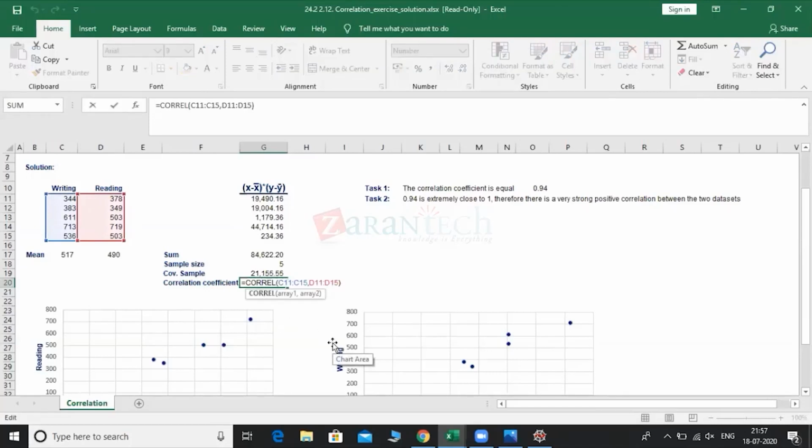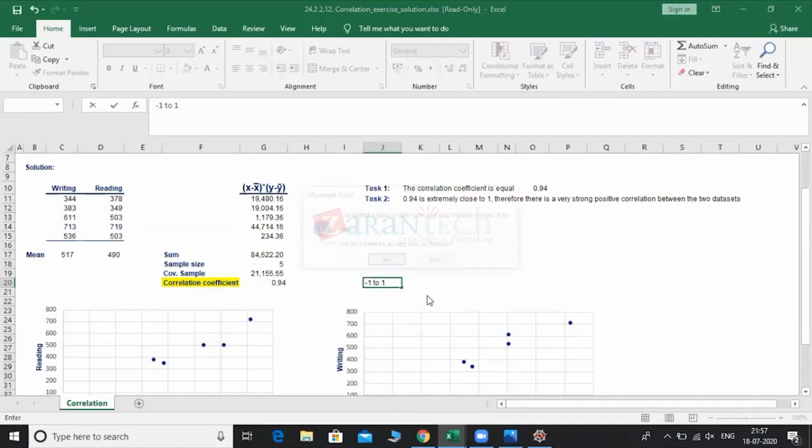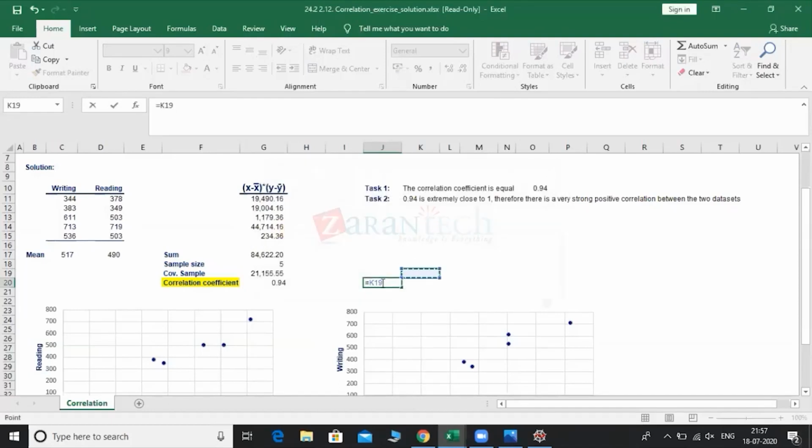Now, this correlation coefficient is a very important parameter. This correlation coefficient will always be in the range of -1 to 1. Okay, so this will always be in the range of -1 to 1.